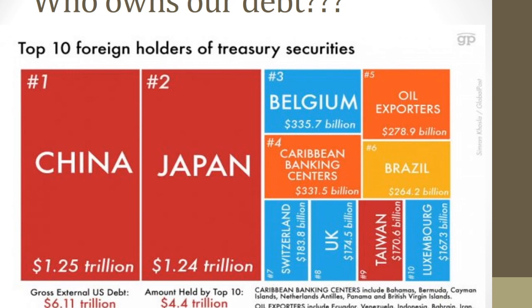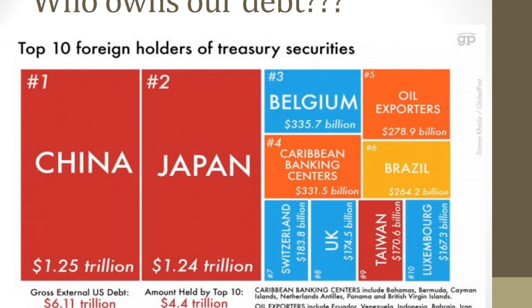Well, number one is China. Now, China, we consider a friend, but they could call in that debt at any time. And if they do call in that debt, we would not be able to pay what we owe them. Now, Japan is very dearly our friend, and they would never do that to us. Same thing with Belgium and a lot of the Caribbean countries. But if we look at number 5, that is oil exporters.